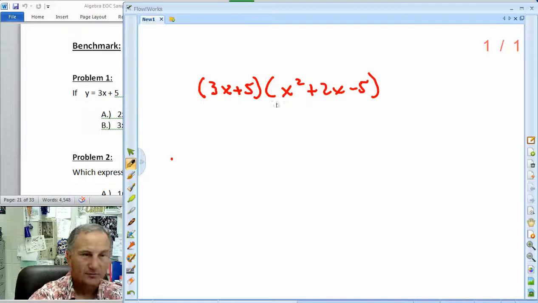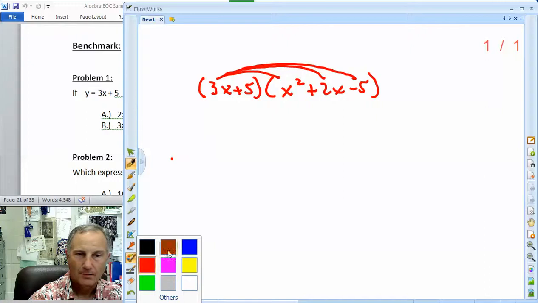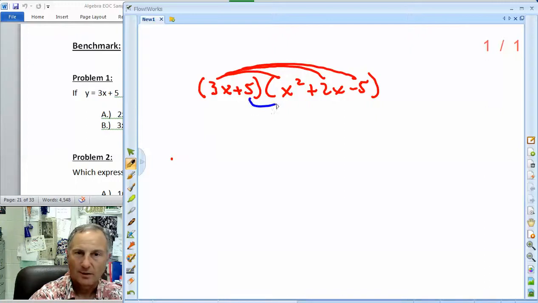Because y, z next to each other means to multiply. So I'm going to multiply the 3x by everything here, and I'm going to multiply the 5. Distribute it that way. Okay? So here we go.